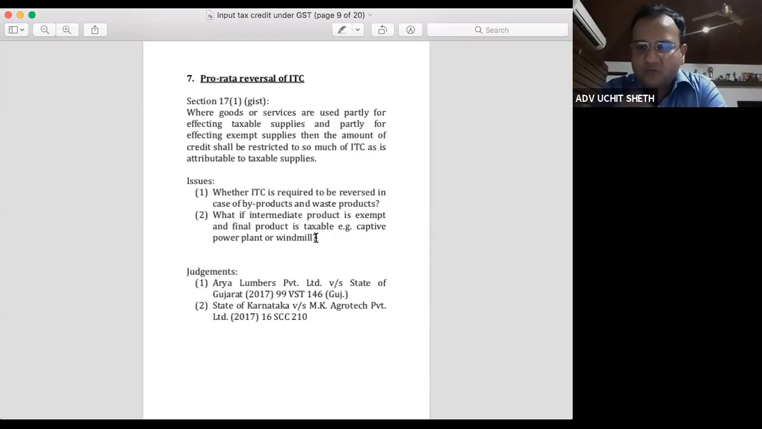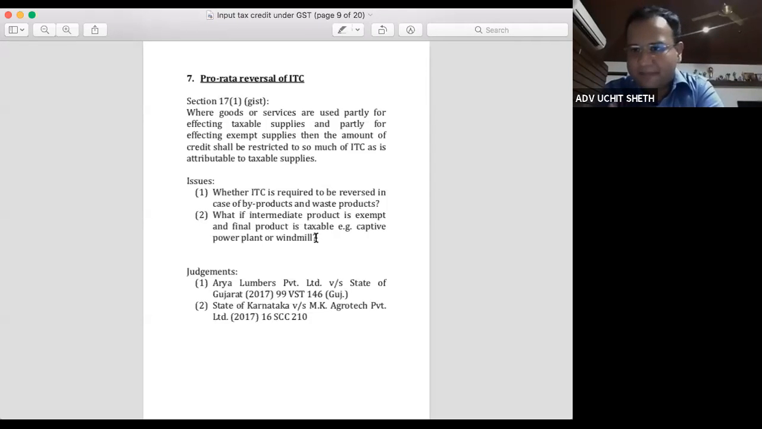The proportion of this firewood was merely 1% of the total process. Gujarat High Court takes a view that this is only incidental generation of waste product. It cannot be said that the inputs were used partly for taxable and partly for exempt goods, and therefore the Gujarat High Court takes a view that no need of reversal of input tax credit. So there is a very thin line of distinction as such, and it is an issue which is likely to rake up controversy.